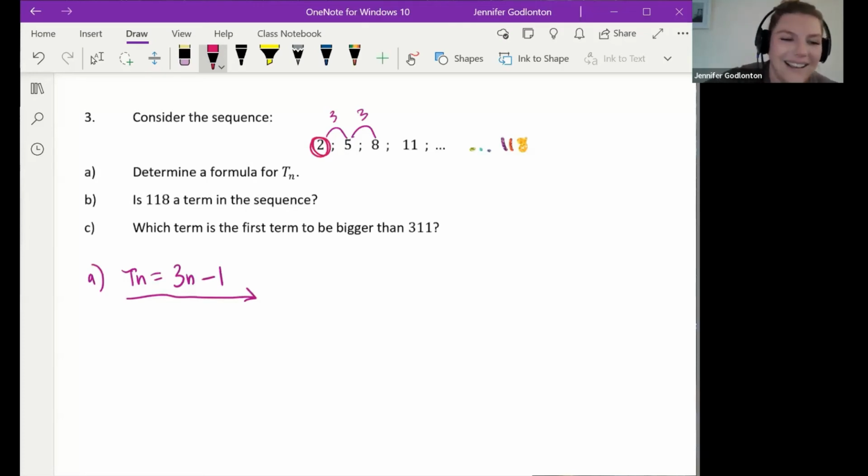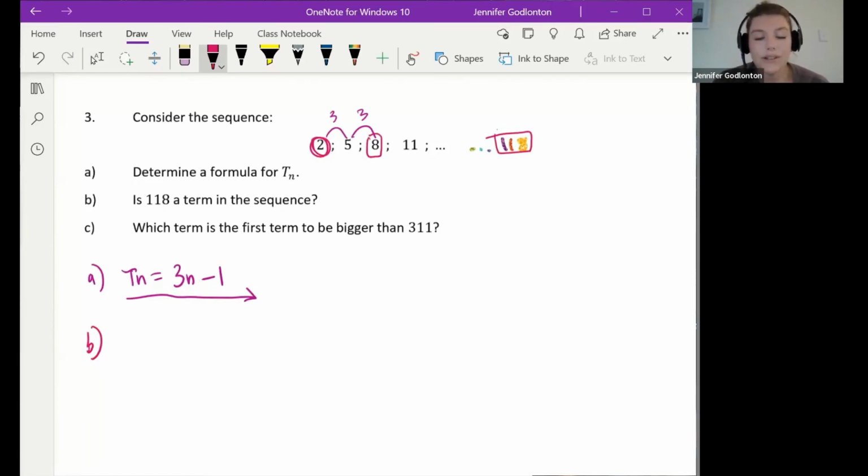Okay, thank you. Let's have a look at B. So B is saying, is 118 a term in the sequence? So it's saying, would this number appear at some point in the sequence? So like if I said to you, is 8 a number in the sequence? Yes, obviously 8 is a number in the sequence. And so for B, it's saying, is 118 a number in the sequence?